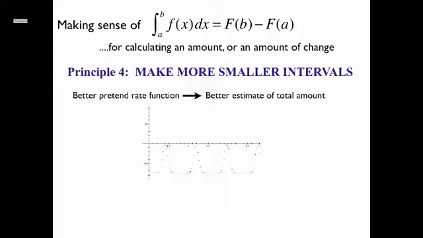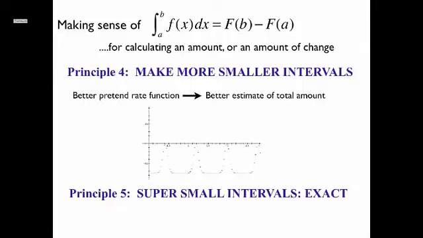We want it exact though. How do we get the exact change or the exact total amount? What do we do to the intervals then? Super small, right? Super small intervals. Just make them small enough. Once you get small enough, then you can't distinguish between the approximate and the exact. So as long as we're small enough and we can't distinguish, we've got it.